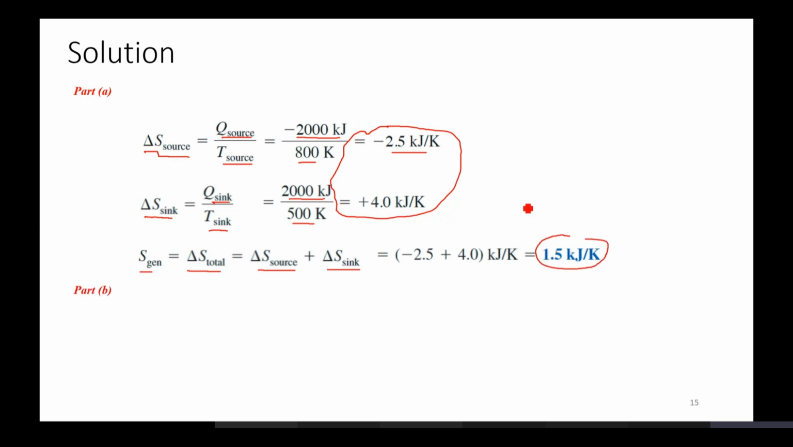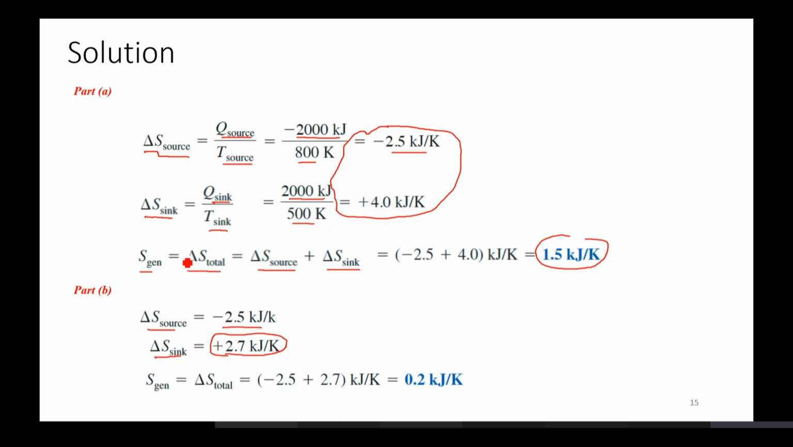If you look at the other part, the change in entropy of the source remains the same, since the temperature and the heat being released are the same. But for the sink, since the temperature of the sink is different, you'll have the change in entropy of the sink as plus 2.7. The entropy generation in this process, which is the total change in entropy of the system, is minus 2.5 plus 2.7, which comes out to be 0.2 kilojoules per Kelvin. So now out of these processes A and B, which process is more irreversible?